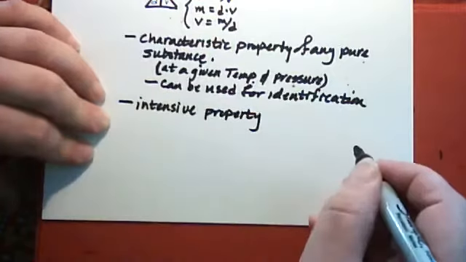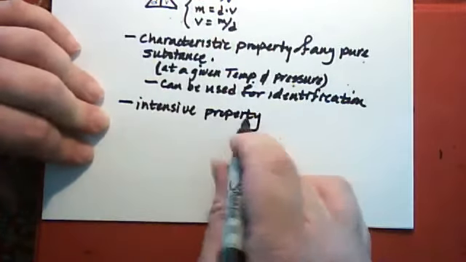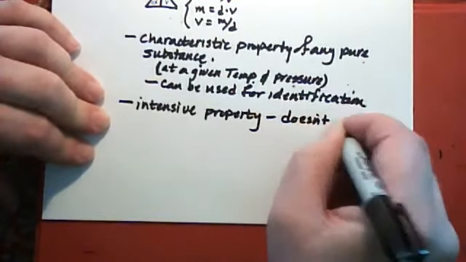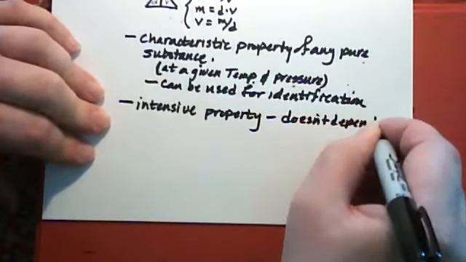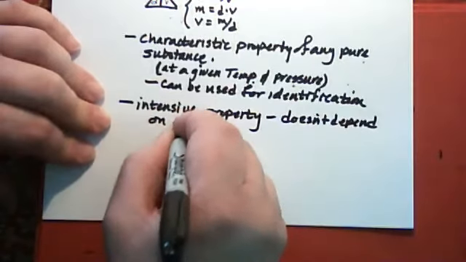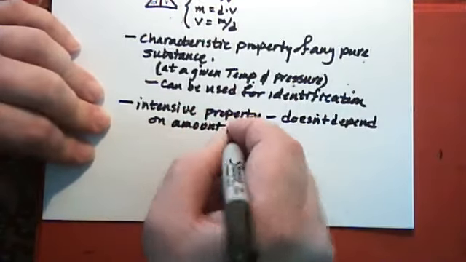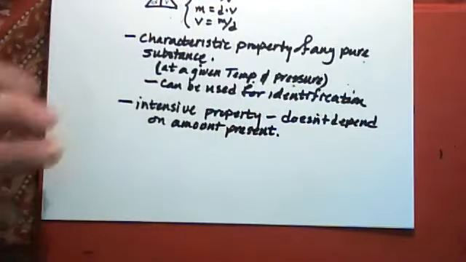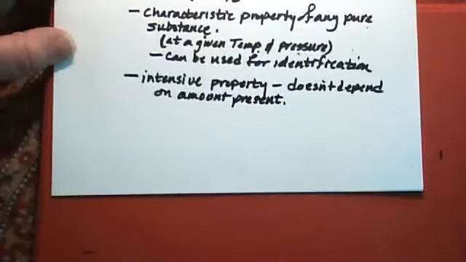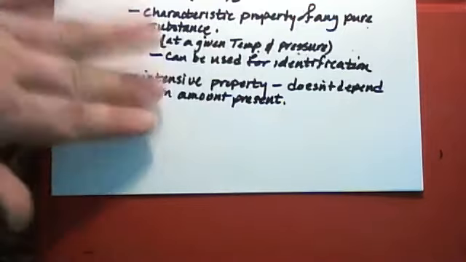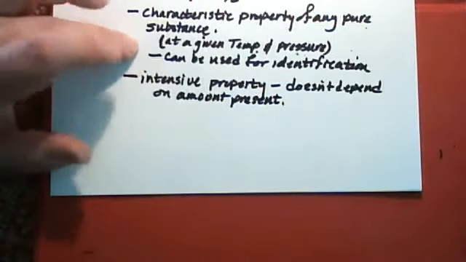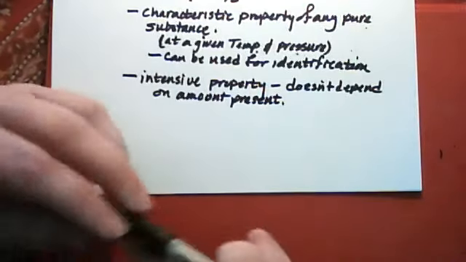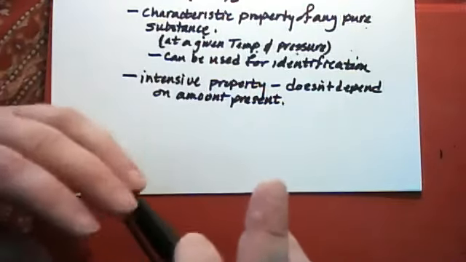Another interesting thing about density is that it's what's known as an intensive property. An intensive property is one that doesn't depend on how much of the substance you have. So that's another reason that you can find the density of a substance and compare it to the known values to decide what it is, because it doesn't really matter how much of it you have.